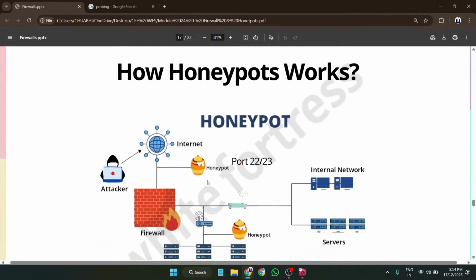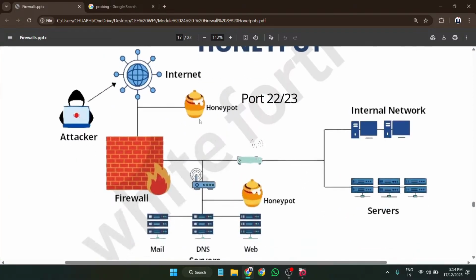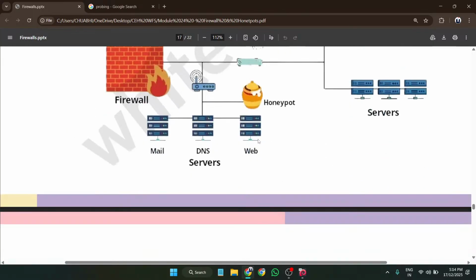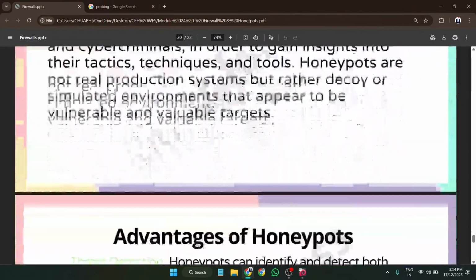Here you can see this is a production honeypot, which is receiving and deflecting attacks. And the research honeypot will also let the incident response team look into the tactics and techniques of the attacker. I hope these two honeypots are clear to you guys. If you have any questions or doubts, you can let me know.